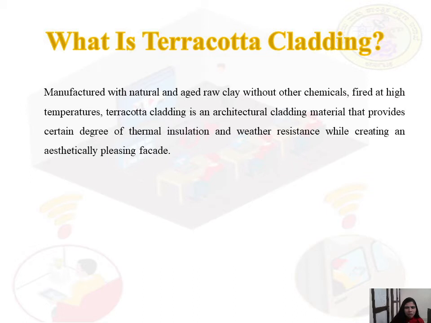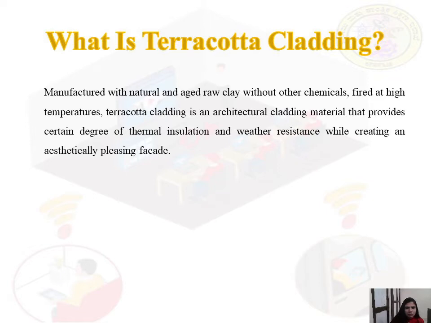Terracotta cladding is an architectural cladding material that provides a certain degree of thermal insulation and weather resistance while creating an aesthetically pleasing facade. Including this aesthetic appearance, it also provides thermal insulation to the building to certain degrees. That is the definition of terracotta cladding.